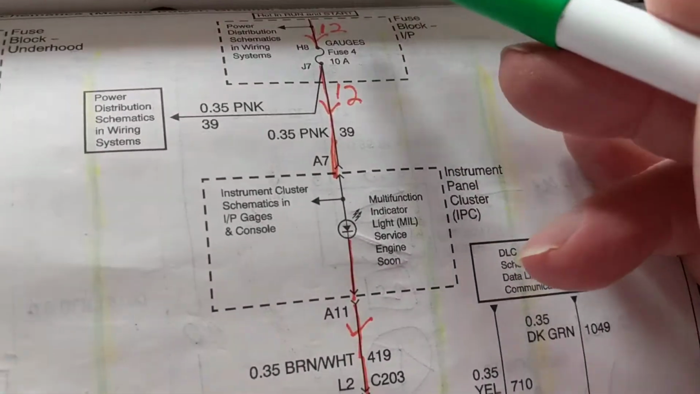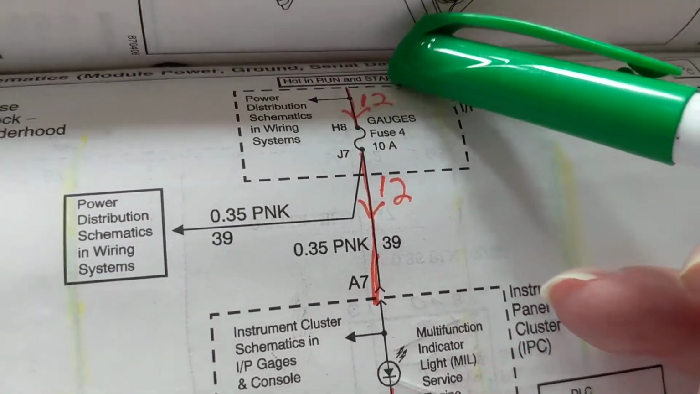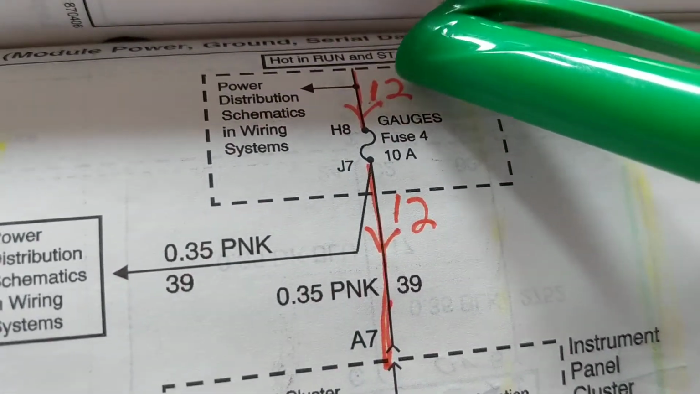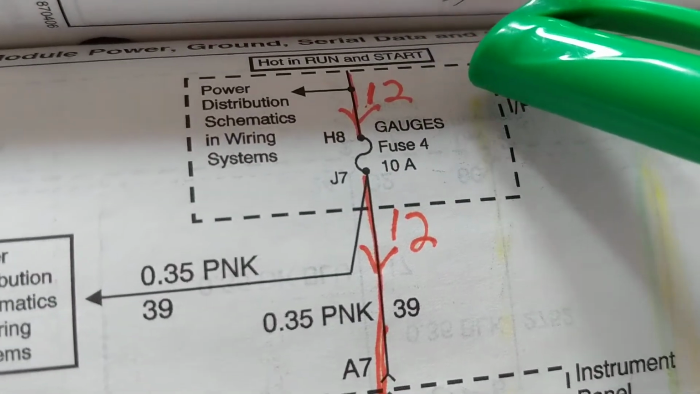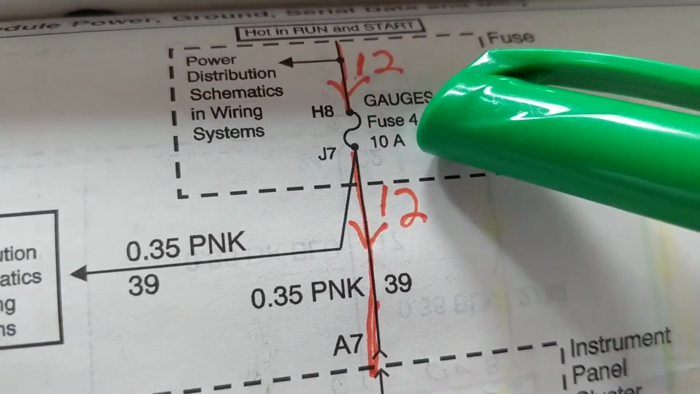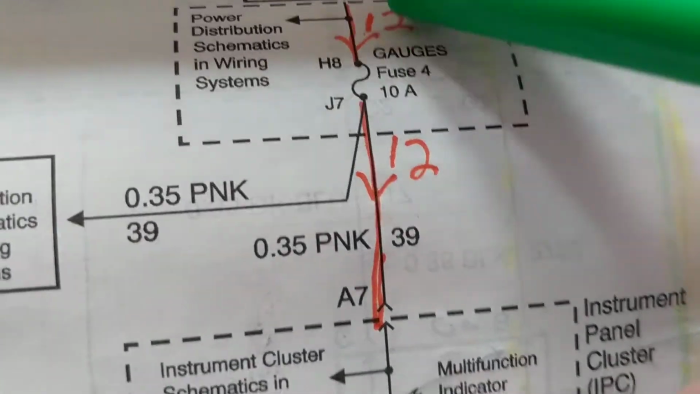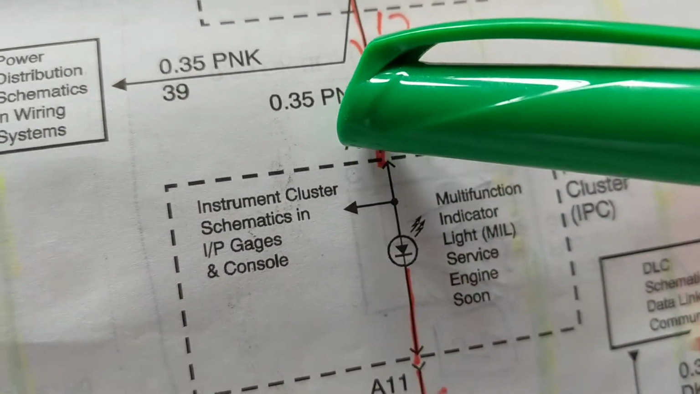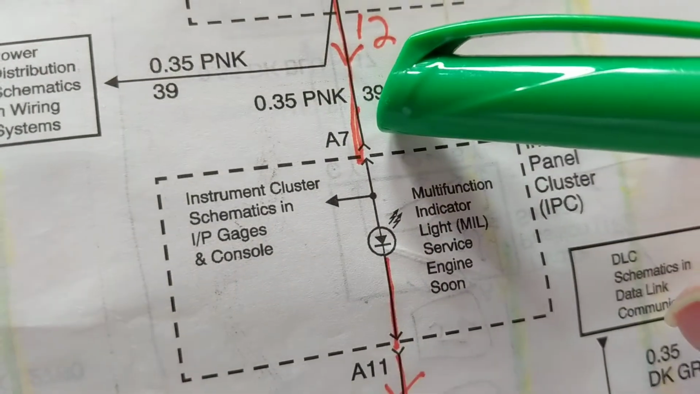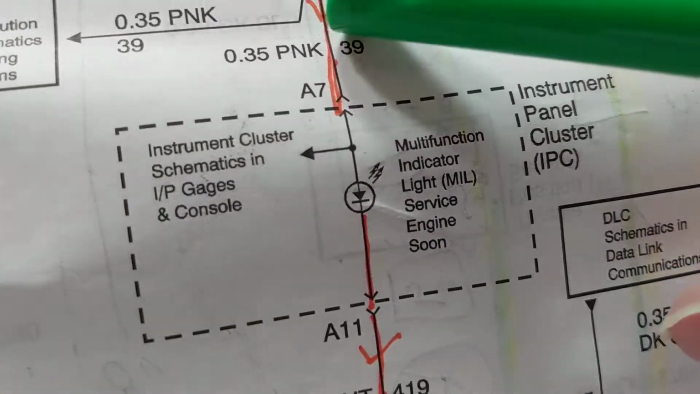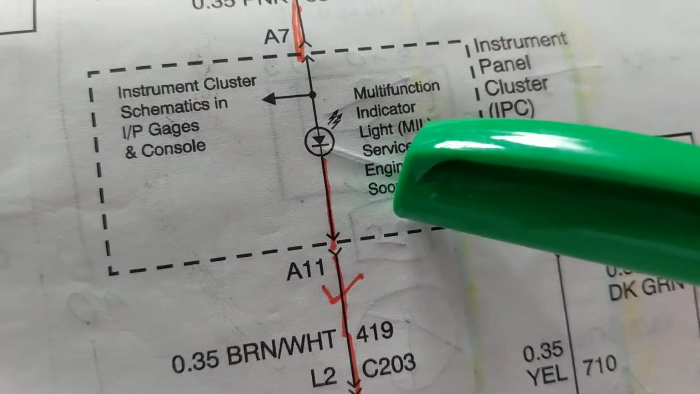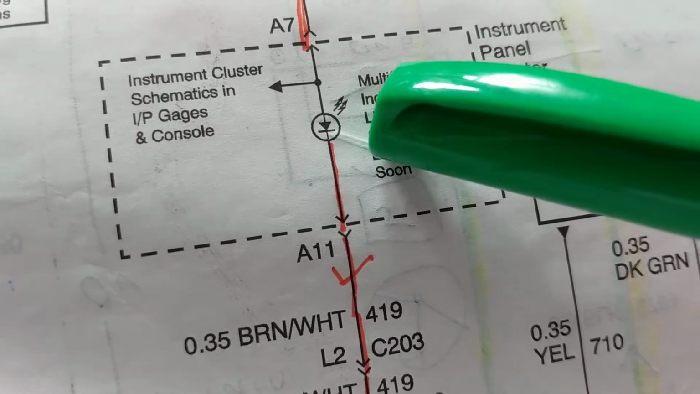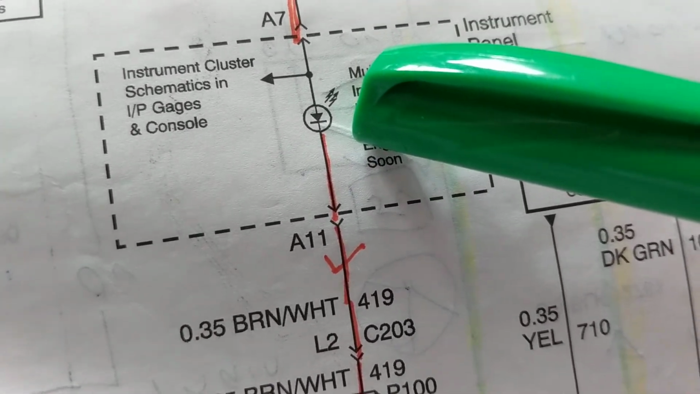Now, getting back to this. So now, again, if you see this over here, hot and run and start. In the run position, we give current through the fuse. Gauges fuse number 4, which is rated at 10 amps. Current flows here through a pink wire. What's the gauge of the wire? 0.35. What does that tell you? Very thin wire again. Through this, what is this? A service engine light, the check engine light. The one we hate to see all the time, but it's there all the time, unfortunately.